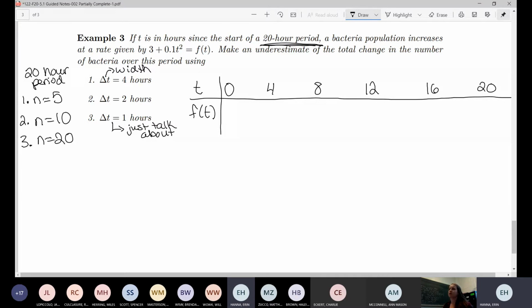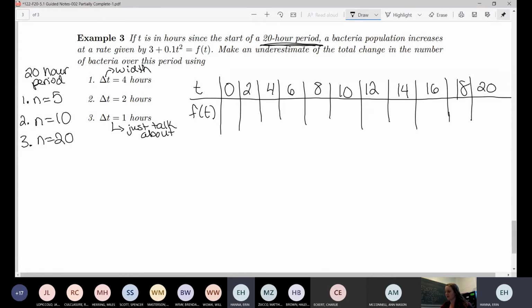But then for the second one, since we're going delta T equals 2, we're going to need our intervals to be something like 0 to 2, 2 to 4, 4 to 6, 6 to 8, 8 to 10, and so on. So we're also going to need 2, 6, 10, 14, 18, which is why I strategically left space there. So we're going to need all of these values eventually. And this is, again, why we're not doing number 3, because if we were doing number 3, we would also need 1, 3, 5, 7, 9, and so on. So let's just not do that one.